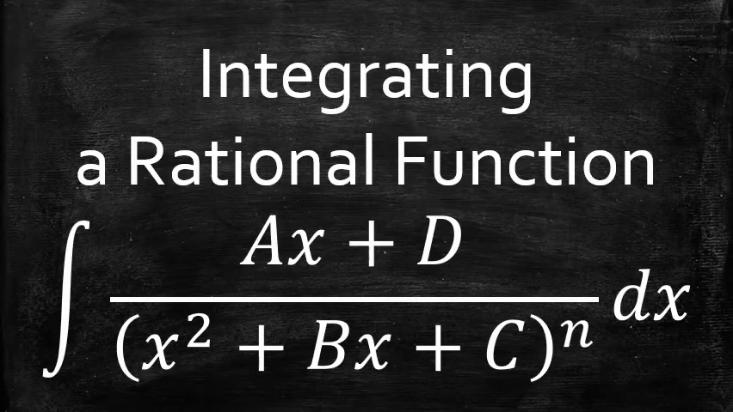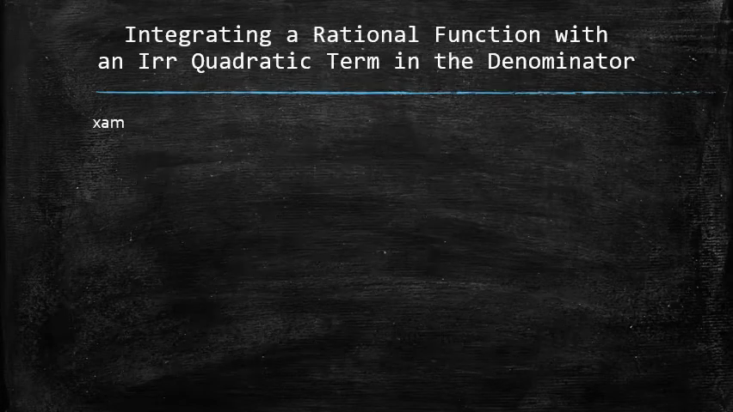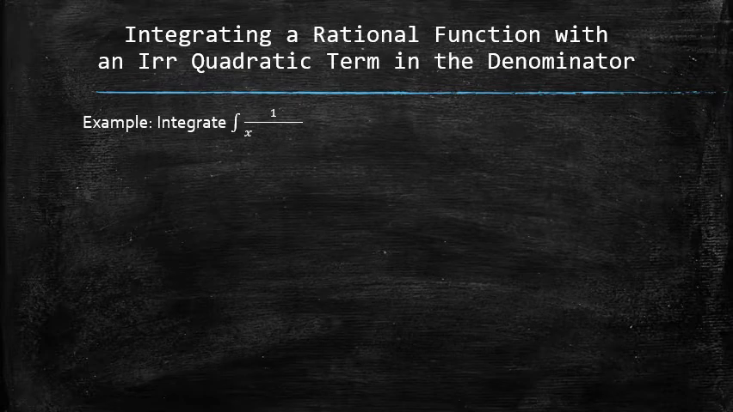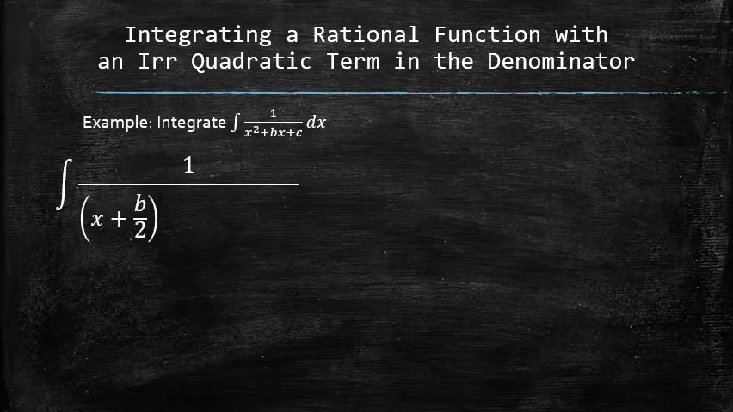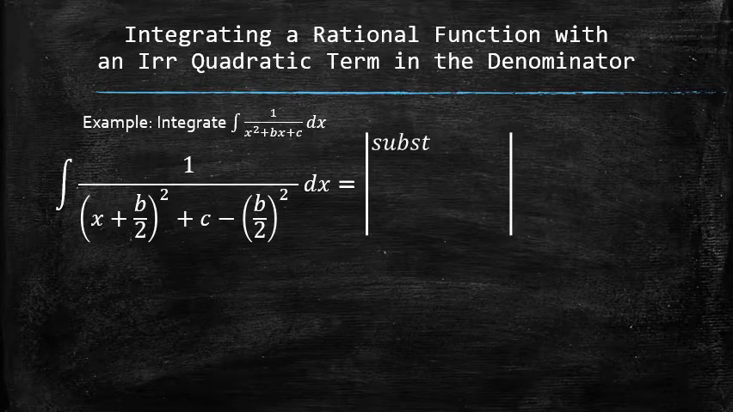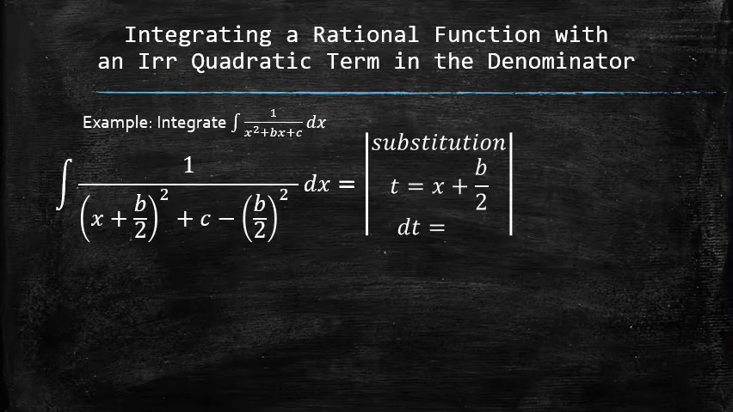Next, we will discuss how to integrate rational functions with an irreducible quadratic term in the denominator. Let's consider a rational function with an irreducible quadratic trinomial in the denominator. We complete the square in the denominator and we set up a substitution by setting a new variable, let's say t, equal to x plus b over 2, and expressing dt in terms of dx.